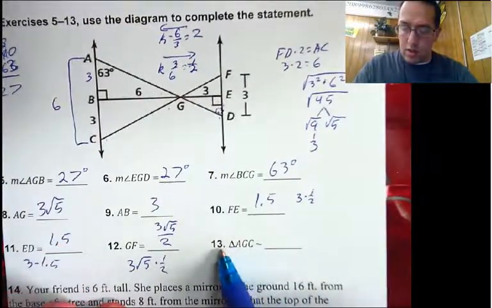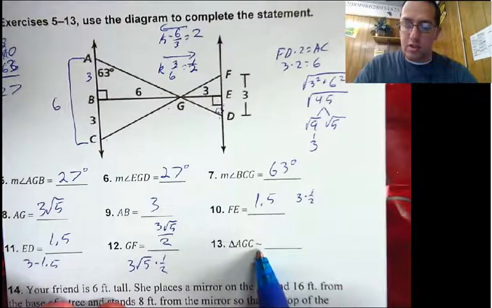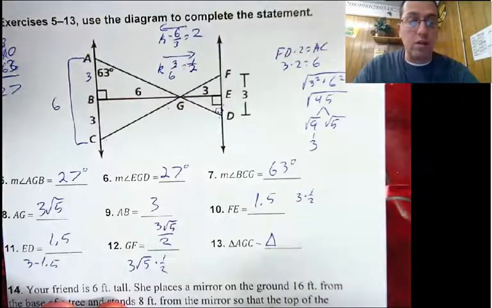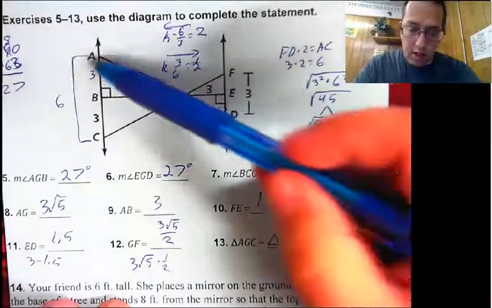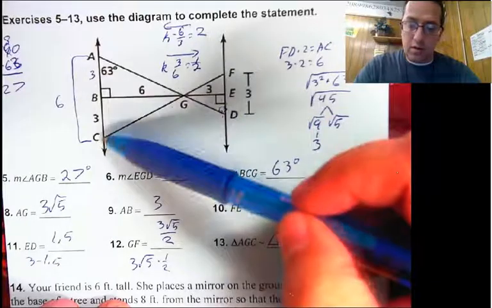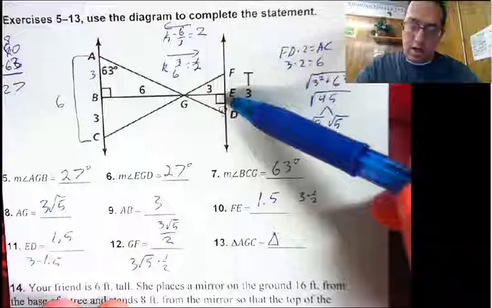Okay, next one. Number 13. We want triangle AGC is similar to, well, it's going to be similar to a triangle because it can't be similar to some other shape. Right? Similarity, same shape, different size. So we have AGC, so that is this big half of the shape there, and that is going to go with the other side.